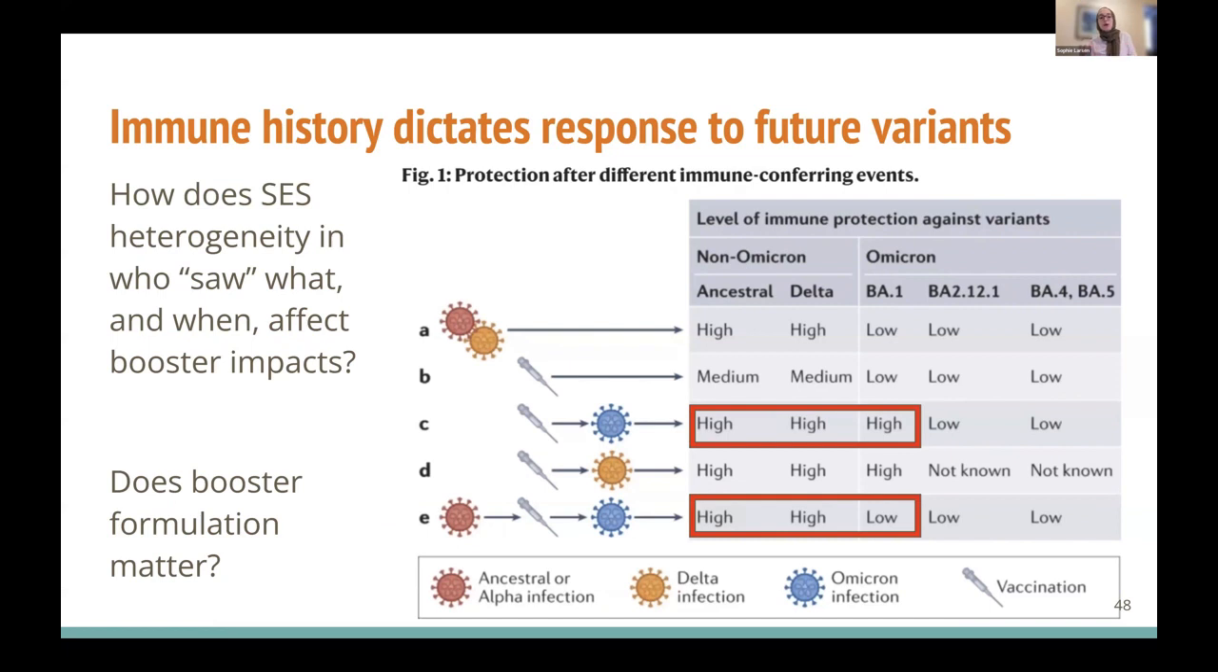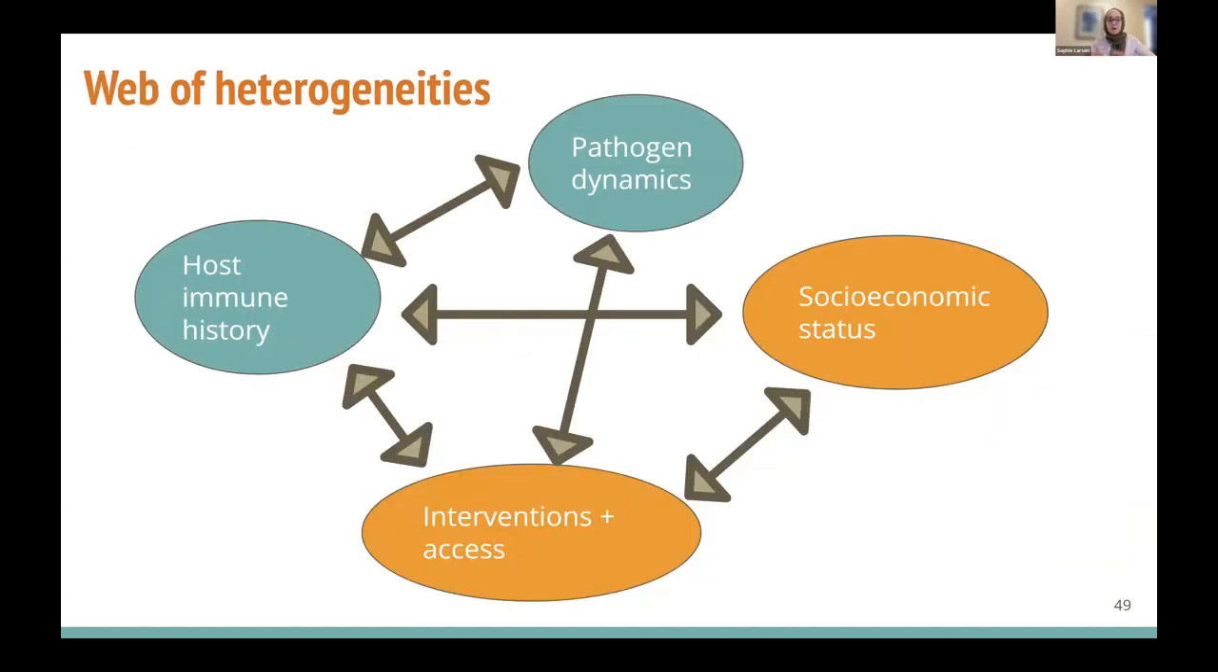And so what we wanted to understand was how does SES heterogeneity and who saw what, whether it's a variant or a vaccine, and when they saw it, affect the booster impacts. And we also wanted to know, in this context, does the booster formulation matter? So if I give you a bivalent versus a monovalent, depending on your history, you might have a different response. And so, going back to the web of heterogeneities, you think about SES and interventions and access, but now we're also going to add back in pathogen dynamics and host immune history.